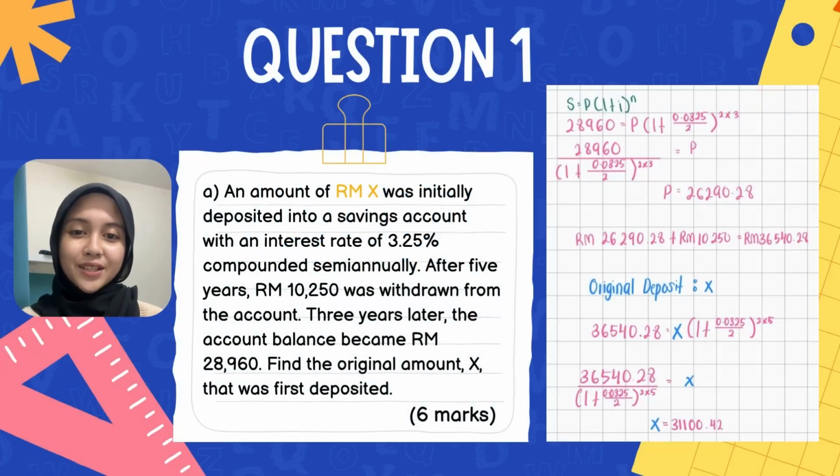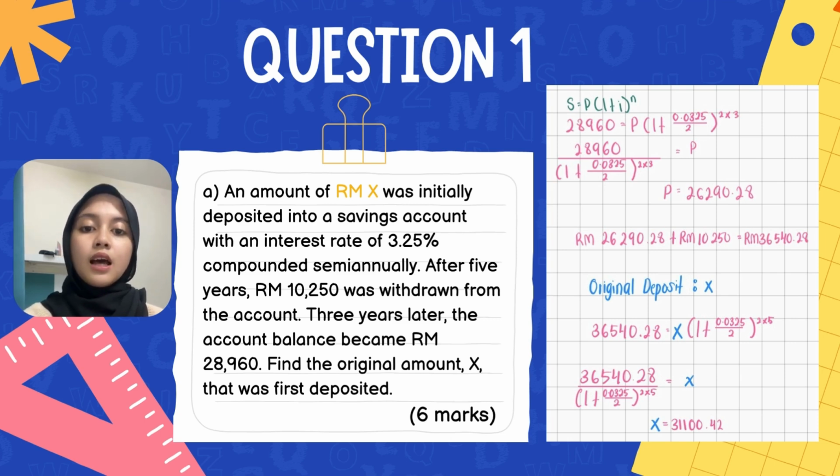Part A, Question 1. A. An amount of RMX was initially deposited into a savings account with an interest rate of 3.25 compounded semi-annually. After 5 years, 10,250 ringgit was withdrawn from the account. 3 years later, the account balance became 28,960 ringgit. Find the original amount X that was first deposited.